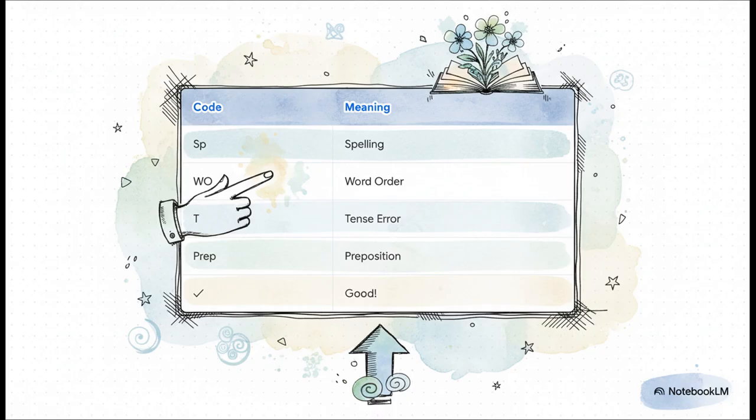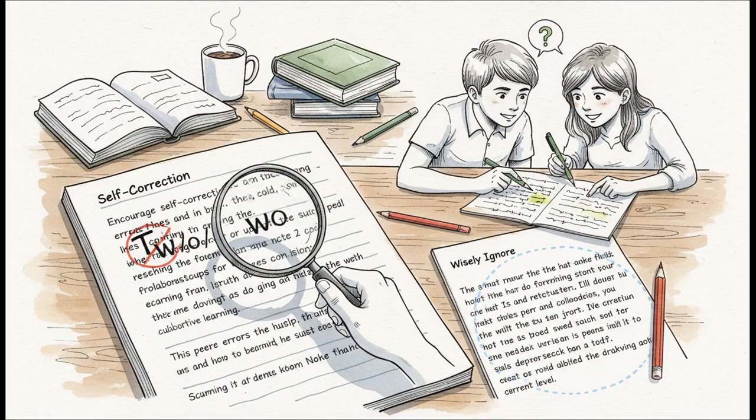That's just as important. And really, the strategies for written work all boil down to the same idea we've been talking about. The goal is not a perfect paper, it's to build a better writer. So you encourage them to use that code to fix their own mistakes. You can even have them do peer correction. And this is a big one. You have to learn to wisely ignore some errors. If it's a mistake that's way above their current level, pointing it out might just confuse and discourage them. Focus on the next logical step for that student.